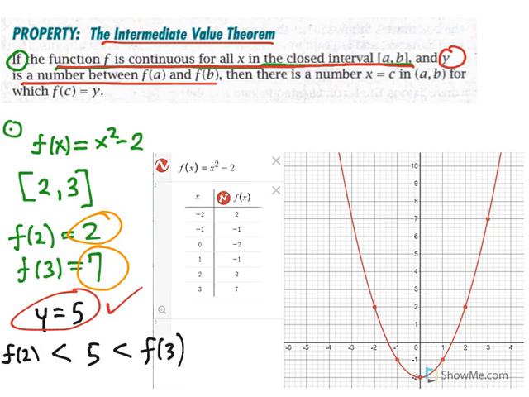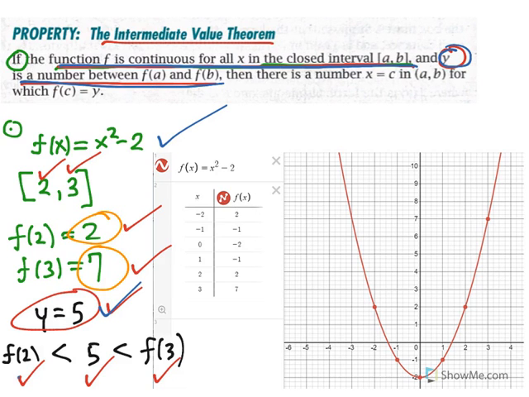So I have a y value that I chose, or it could be given to you in a problem, and as long as that y value is between f of a and f of b, in our case f of 2 and f of 3, which are respectively 2 and 7, and 5 is between 2 and 7, then we have the hypotheses of the intermediate value theorem satisfied, which state that you have a function f that is continuous for all x in the closed interval from a to b. We have that, and we have a y value, 5, that is between f of a and f of b. That is between f of 2, which is 2, and f of 3, which is 7. So we have the hypotheses of the intermediate value theorem satisfied for this problem.